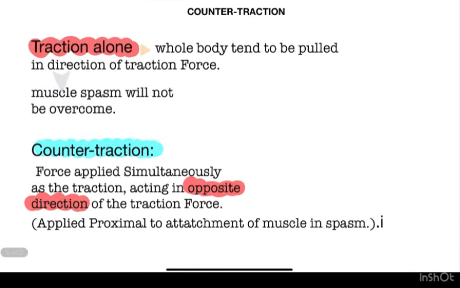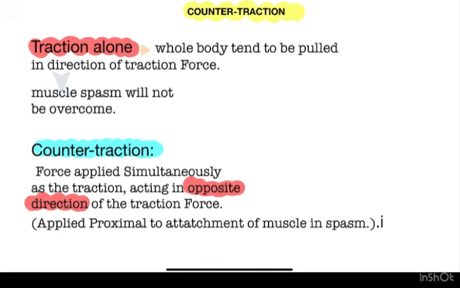Now let's learn about what is counter traction and why is it needed. If traction alone is applied, then there is a tendency that the whole body will tend to be pulled in the direction of the force. Therefore, if you have applied any means of traction yesterday evening, when you come to the ward, you see that the patient has been dragged towards the leg end, and the load is just resting upon the ground. Therefore, the purpose of that traction is not served.